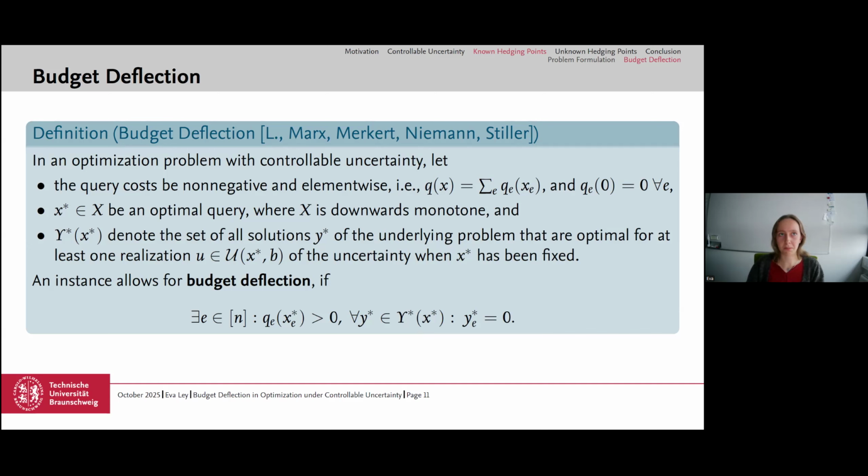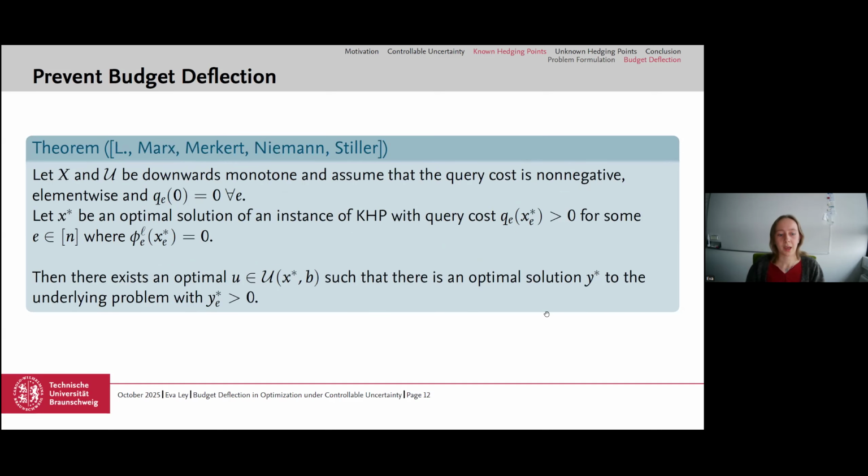Now, this might seem a bit strange, and if we really think about the uncertainty as an uncertainty and not as an opponent, this probably does not make too much sense. So we maybe want to prevent it, and we can show that we can prevent this by really setting this lower query outcome function to 0.